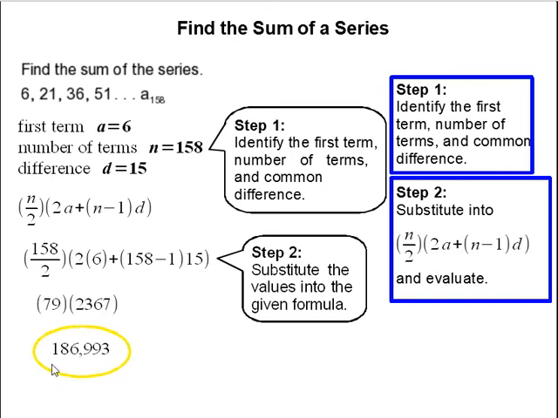The result will be 186,993, and that is the summation of all the numbers within this series. And this completes our problem.